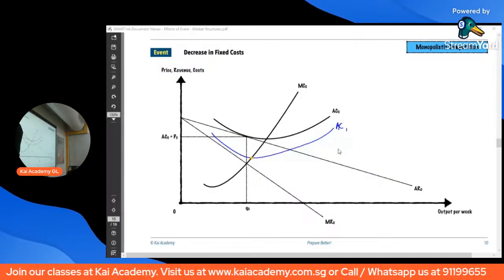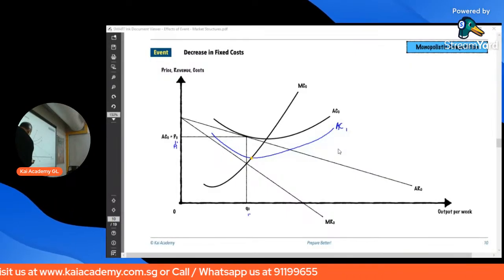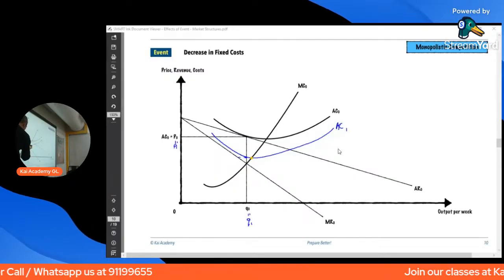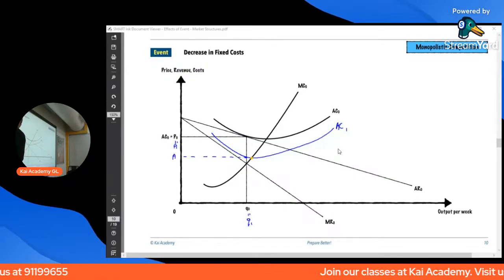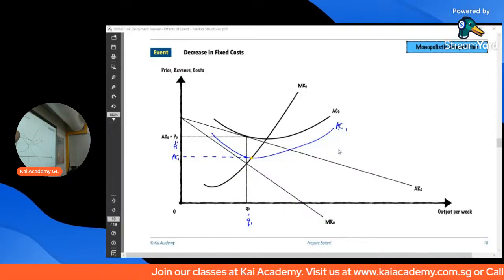Then what happened to P? So P1, no change. Q1, no change. Everything unchanged. Except now, AC has fallen. So the firms are now earning supernormal profit.